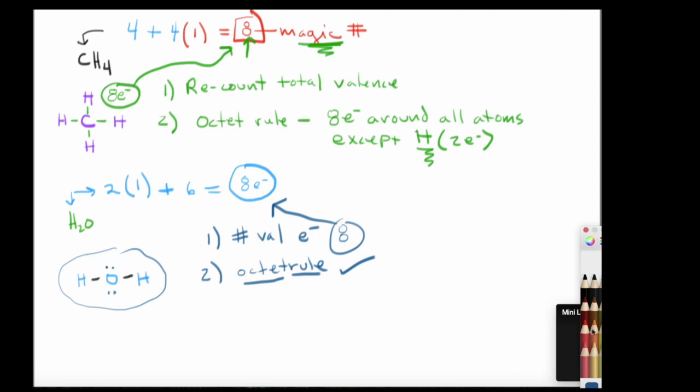Noting that I did not ignore them, the hydrogens are perfect because there are only 2 electrons next to them. We would not add any more electrons to a hydrogen ever. It only can be next to 2 electrons.